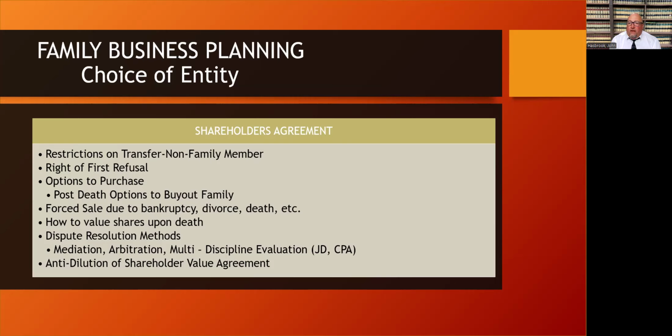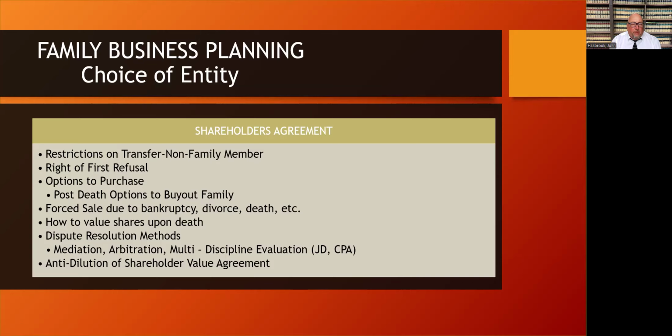And then finally, an anti-dilution agreement. This is a provision that essentially says that the corporation will not take any action to reduce the voting power of an owner. It's called dilution, by issuing additional shares of stock, for example, but not offering the same pro rata number of shares to the existing owners. So those kind of issues are what we would typically put into a shareholder type agreement.